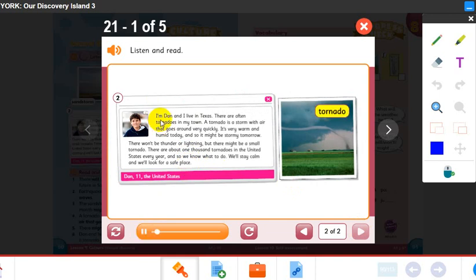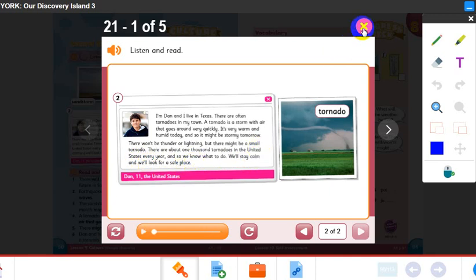2. Tornado. I'm Dan and I live in Texas. There are often tornadoes in my town. A tornado is a storm with air that goes around very quickly. It's very warm and humid today, and so it might be stormy tomorrow. There won't be thunder or lightning, but there might be a small tornado. There are about 1,000 tornadoes in the United States every year, and so we know what to do. We'll stay calm and we'll look for a safe place.